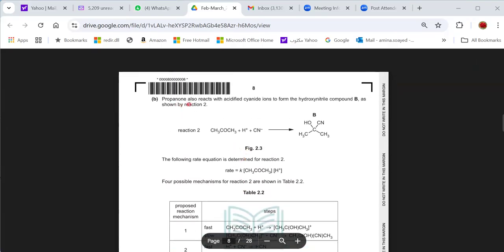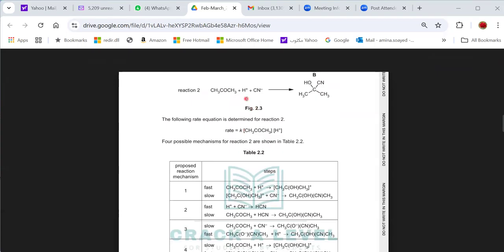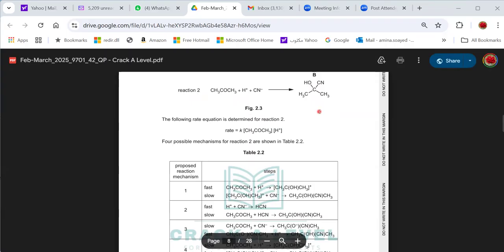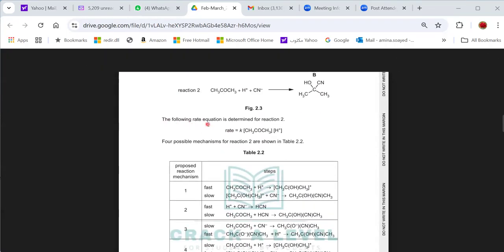Now, they said here propanone also reacts with acidified cyanide ions to form the hydroxynitrile compound B, as shown in the reaction. In reaction 2, we have the propanone reacting with the cyanide in the presence of an acid medium to produce the hydroxynitrile, which is the compound B. The following rate equation is determined for reaction 2. They found that the rate equals K times the concentration of propanone times the concentration of hydrogen ions.